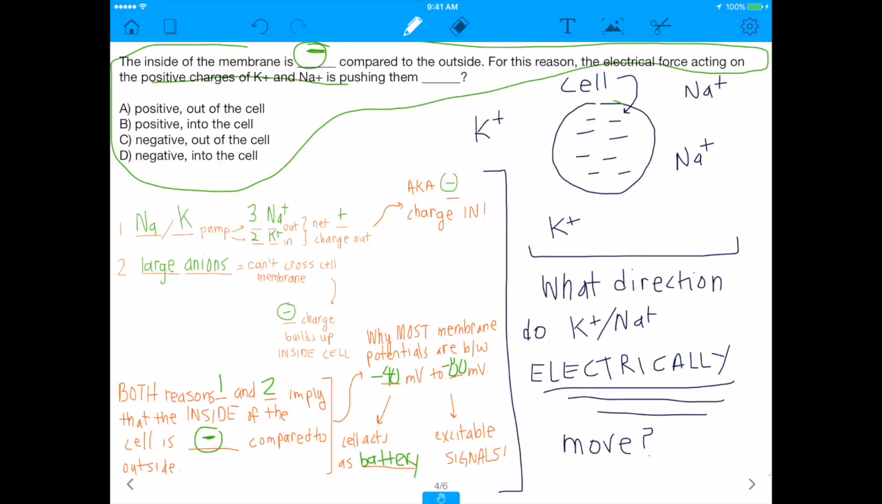So remember, this is our cell right here. I've drawn it in the upper right-hand corner. The inside of the cell is negative, and then let's just say we have a bunch of sodium and potassium ions on the outside. All right, what direction do sodium and potassium electrically move? So I'm not asking about concentration. Remember, concentration gradients are an entirely different thing. I'm asking simply based on electricity.